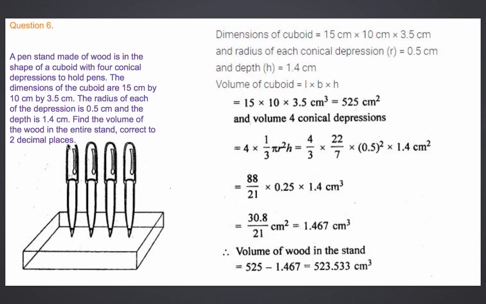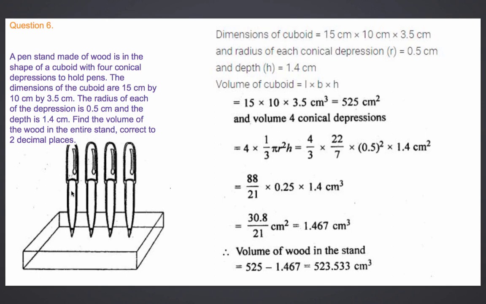Depth will be the height. Is it that we'll take it as the whole pen? No, that is not even needed. It's not given, because only a small conical depression is made here for the pen to be placed. So the depth obviously means the height of the conical depression. The radius of the conical depression is given, and the length, breadth, and height of the cuboidal block are given. Find the volume of the wood in the entire stand correct to 2 decimal places.